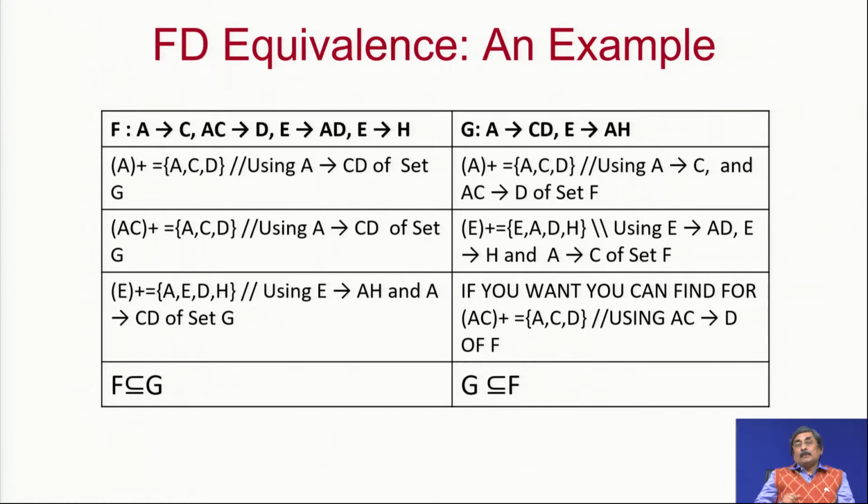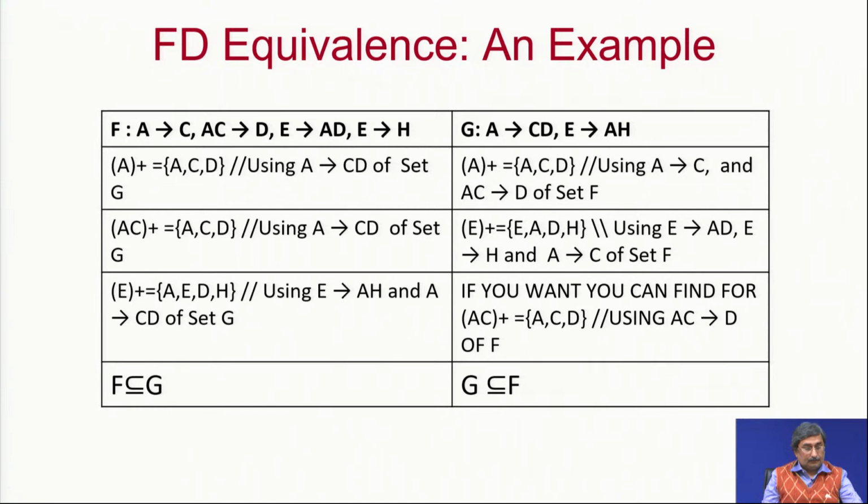Similarly, you do in G the LHS closures A plus, E plus, right. Now, if you see A plus is the same from the set of G as well as from the set of F, then F is a subset of G, right. Similarly, if you do closures of G with the rules of F and find out that the LHS closures are the same in both cases, then G is a subset of F, and then F and G are equivalent. That is what it is.